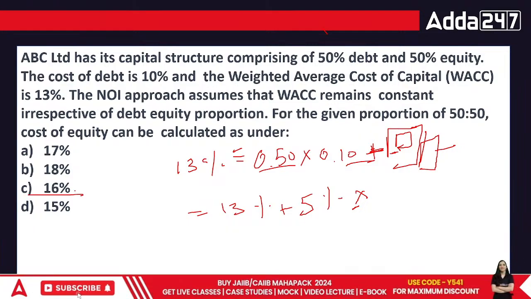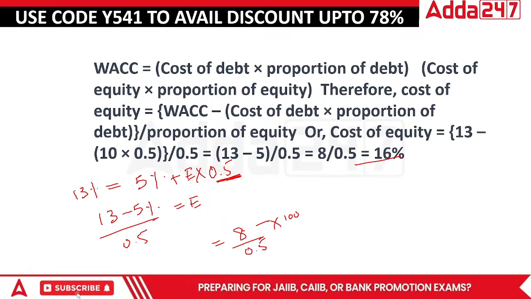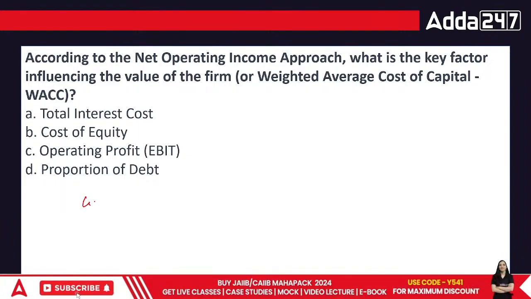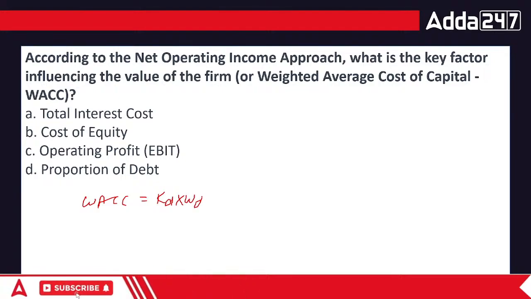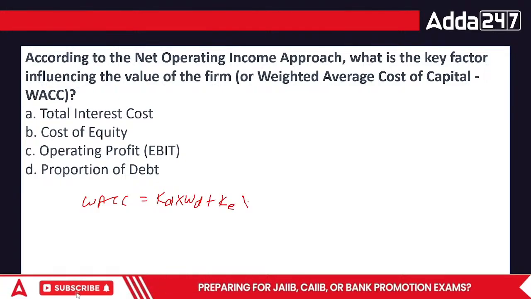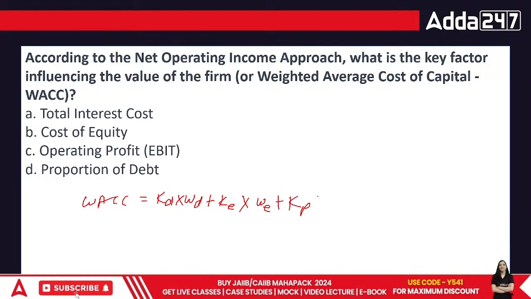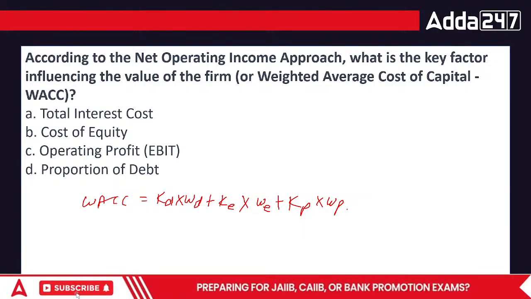This is weighted average cost of capital, WACC. The formula for WACC can be defined simply like this: WACC is equal to cost of debt into the weight of debt plus cost of equity into the weight of equity plus the cost of preference shares, if any, into the weight of preference shares. This is to be used.